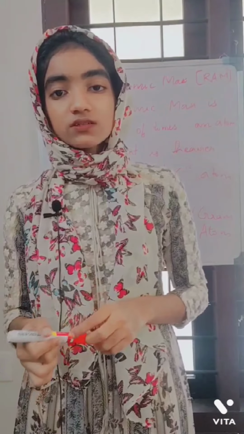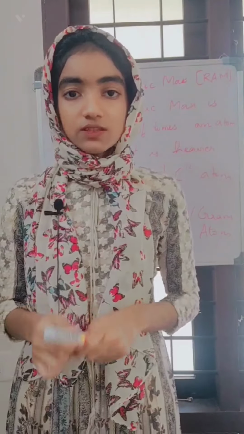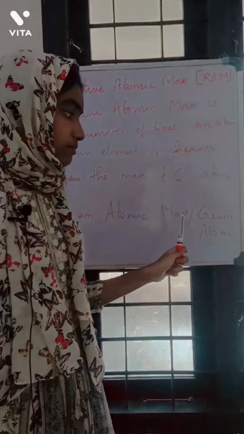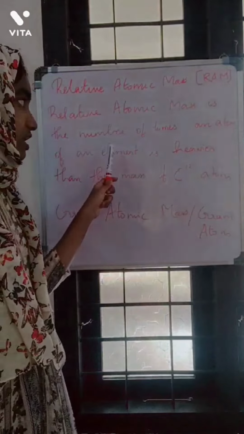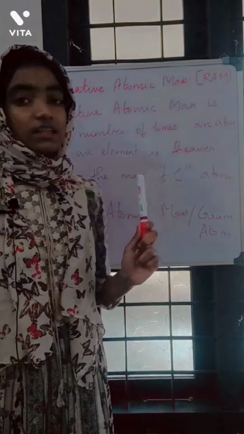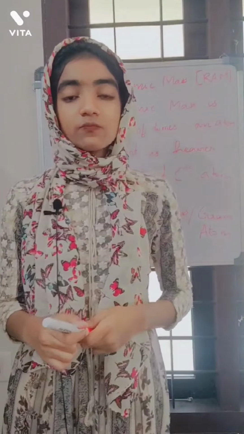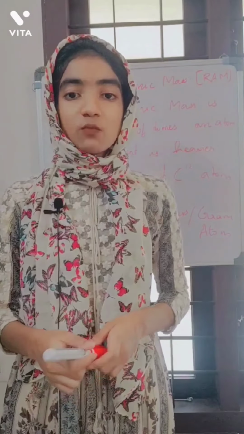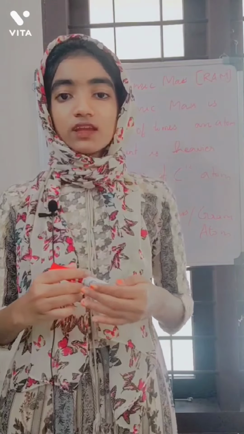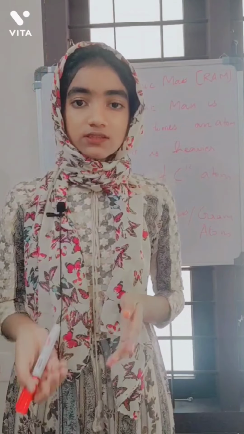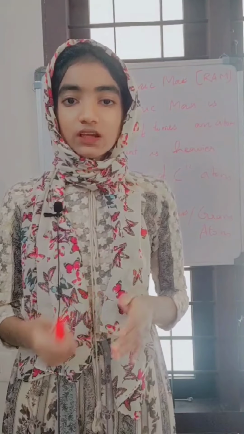If we express this relative atomic mass in grams, we call it gram atomic mass or gram atom. So relative atomic mass is the number of times an atom of an element is heavier than the mass of a carbon-12 atom. Next, relative molecular mass. It tells us how many times a molecule of the element is heavier than 1 AMU. And if we express this relative molecular mass in grams, we call it a gram molecule or gram molecular mass.